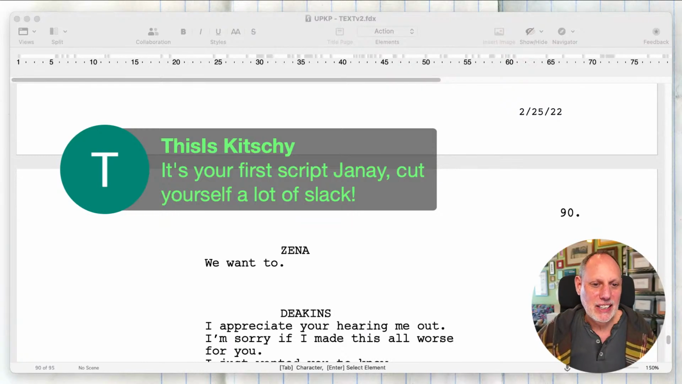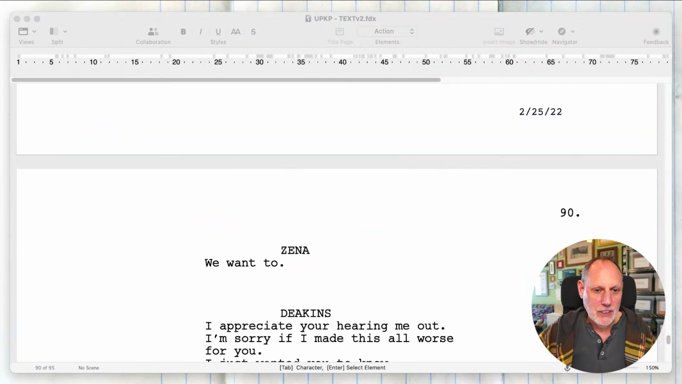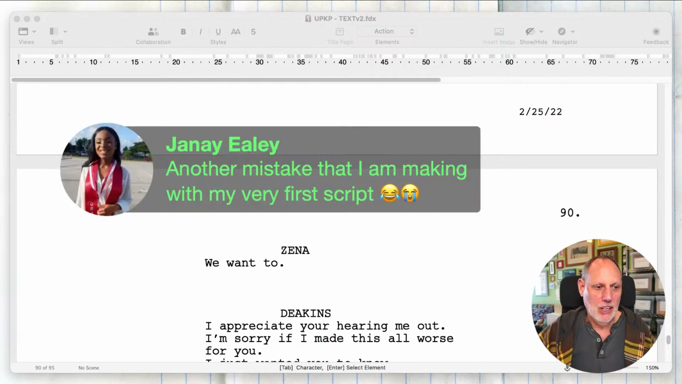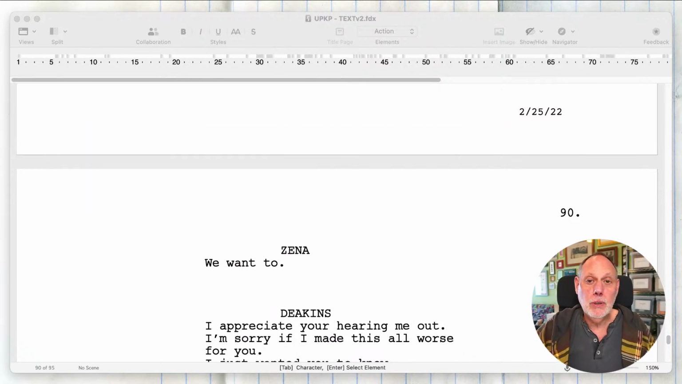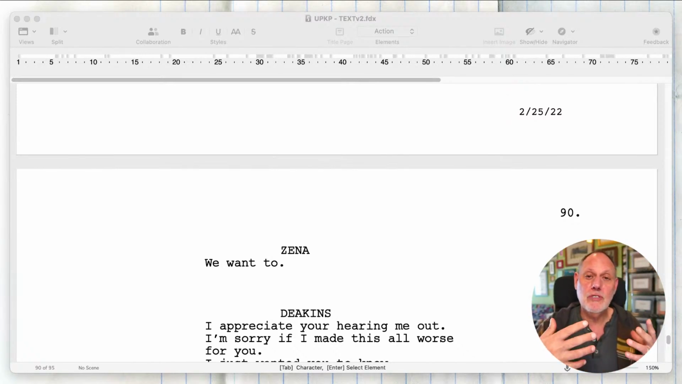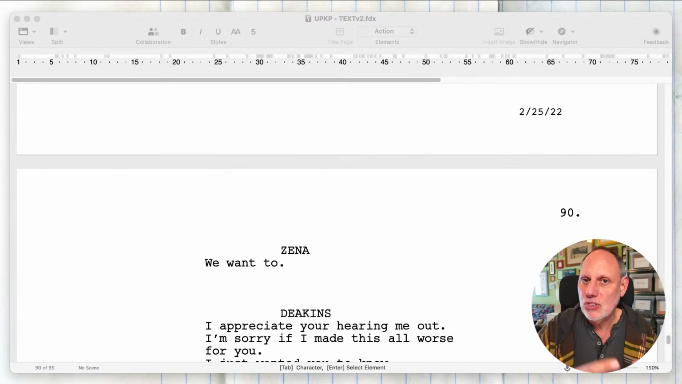Yes, thank you, Kitchi. That is absolutely right. Janae, you should not feel bad about the mistake of writing too much description. It is really, really hard to get used to this very weird form, screenwriting. Screenwriting is a bizarre art form. It is not sensible. It is not natural. It is not anything that people who read would get.